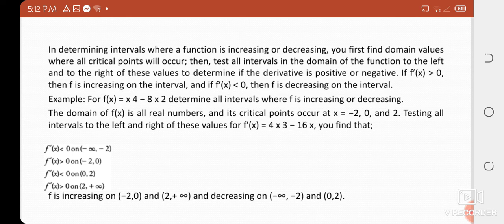4x^3 minus 16x, you find that f prime of x is less than 0 on the interval (negative infinity, -2), and f prime of x is greater than 0 on (-2, 0). f prime of x is less than 0 on (0, 2), and f prime of x is greater than 0 on (2, positive infinity). f is increasing on (-2, 0) and (2, positive infinity), and decreasing on (negative infinity, -2) and (0, 2).